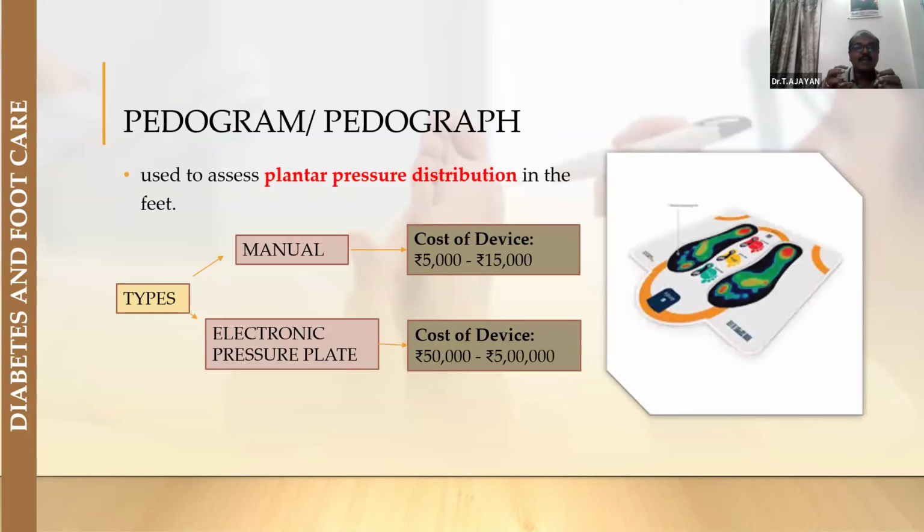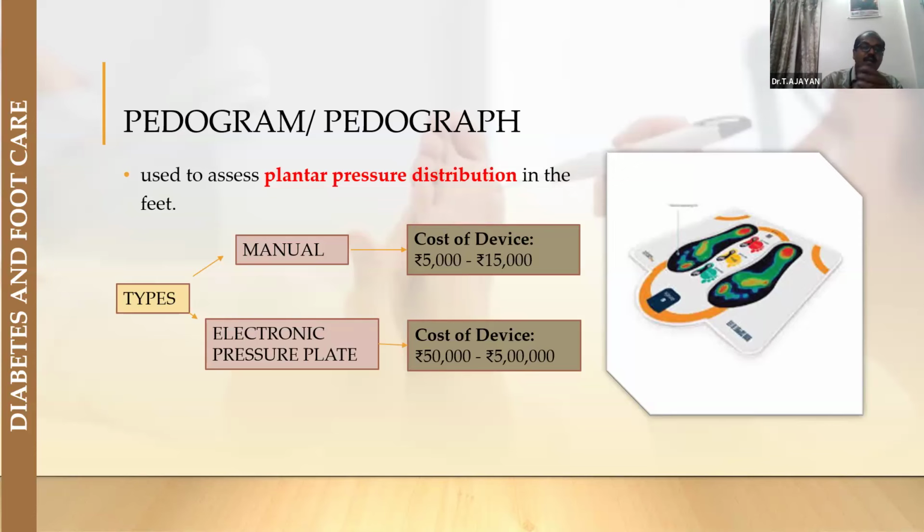The plantar pressure areas we are able to work out through the pedograph test. That costs an average of 5,000 to 15,000. Then electric pressure plates are available. That costs a little bit more, about 50,000 to 5 lakh rupees. These are the two types of pedograph: one is manual, as well as the electronic pressure plate. My request is that we purchase both and keep them in our clinic, where in the easiest way we can work out the pressure distribution area.